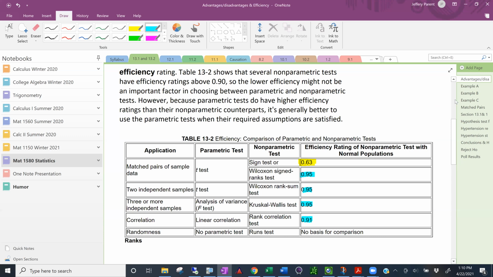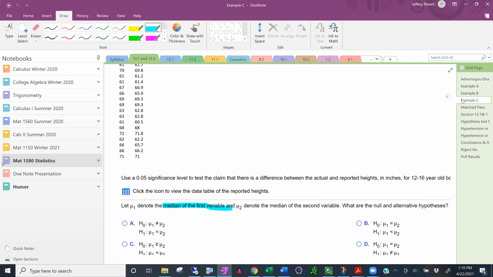Hopefully you're getting a good idea of what efficiency is. That's something that I wouldn't mind testing you on a little bit further.